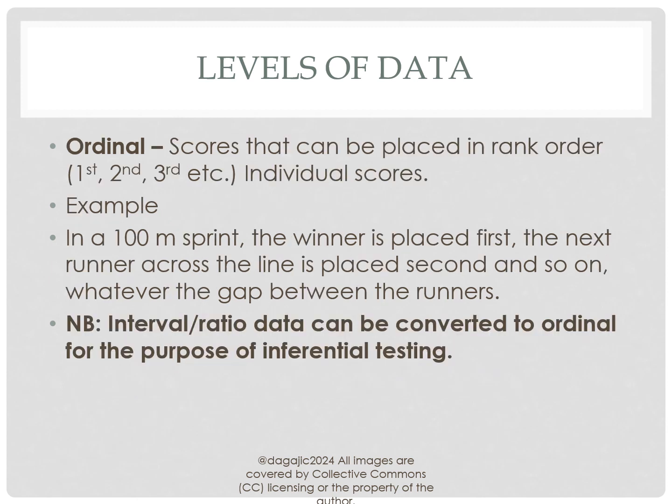The next level up is ordinal data. And as the name suggests, ordinal, it's data that's been placed into rank order. So first, second, third, etc. So if you think about a running race, in a 100-metre sprint, the winner is placed first, the next runner is second, and so on. And it doesn't matter what the gap is between the runners, they're still first, second, third.